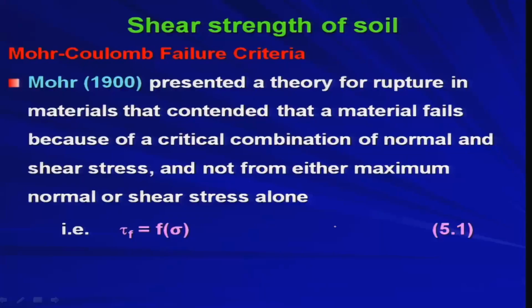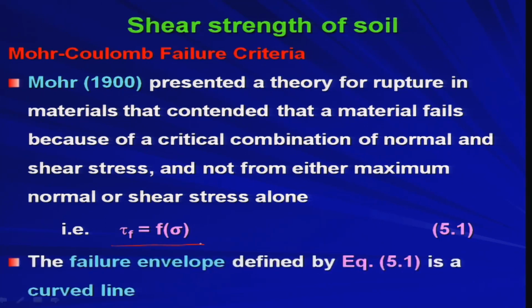So, basically that is expressed mathematically, that is expressed as tau f, the shear strength, is equal to a function of normal and shear stress, right. So, this is the function, and we will try to establish this function now. Now, the failure envelope, right. If this equation 5.1 is giving me the failure envelope, that means that is the limit, or that is the surface, on which the failure occurs, right.